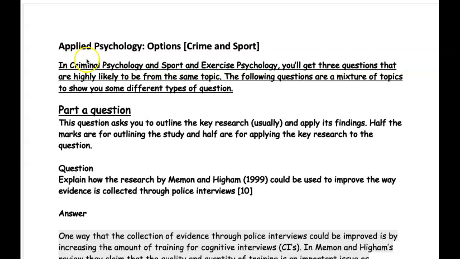As it says here, in criminal psychology and sport and exercise, you'll get three questions that are highly likely to be from the same topic. So you'll get an A, B, and C question for criminal psychology. You'll get an A, B, and C question for sport and exercise psychology. It's highly likely, 99%, I would say, that all the crime questions will be based on the same topic and all the sport questions will be based on the same topic. Okay. So it could be topic 1 that's being looked at in crime. It could be topic 4 that's being looked at in sport and exercise psychology.